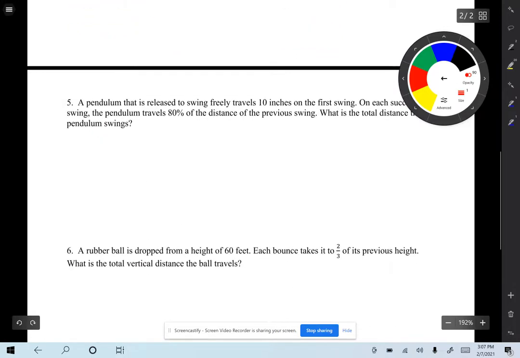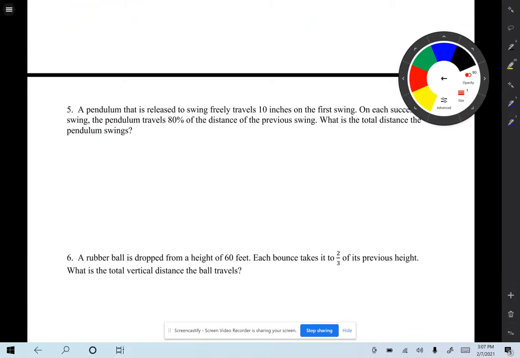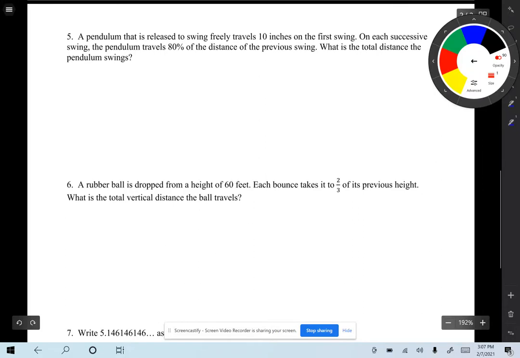Pretty simple formula. We will use that same formula on the back page. We don't really need to write it down. We know the sum is equal to the first term divided by 1 minus R. Okay, for this particular problem, a pendulum that is released to swing freely travels 10 inches on the first swing. Think about in your mind a pendulum that has been released. It travels 10 inches on the first swing. On each successive swing, the pendulum travels 80% of the distance of the previous swing. What is the total distance the pendulum swings?